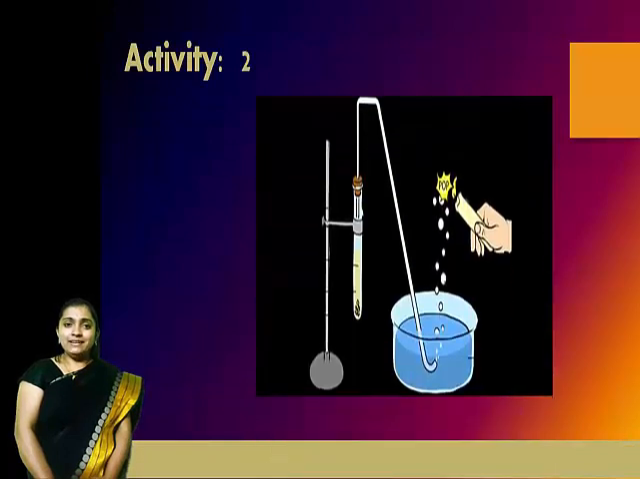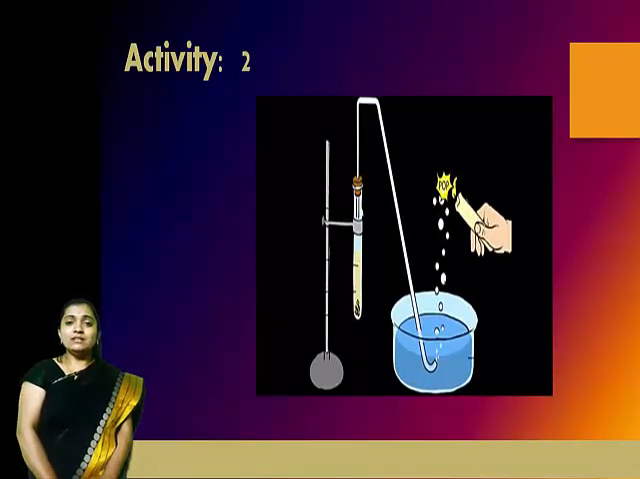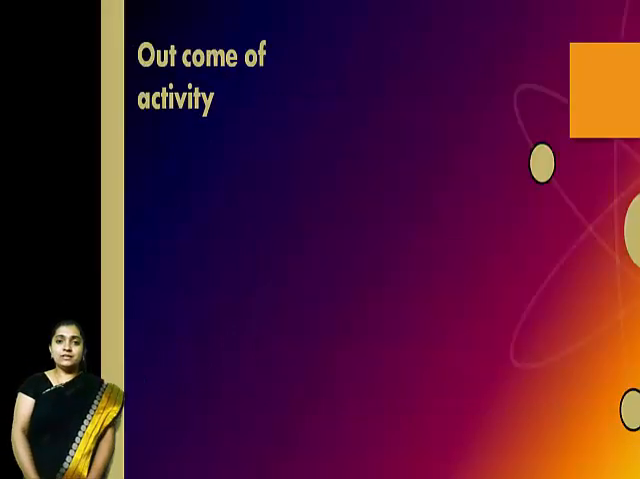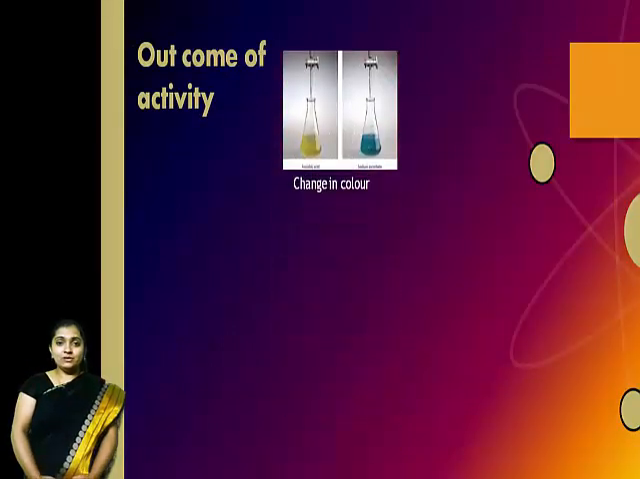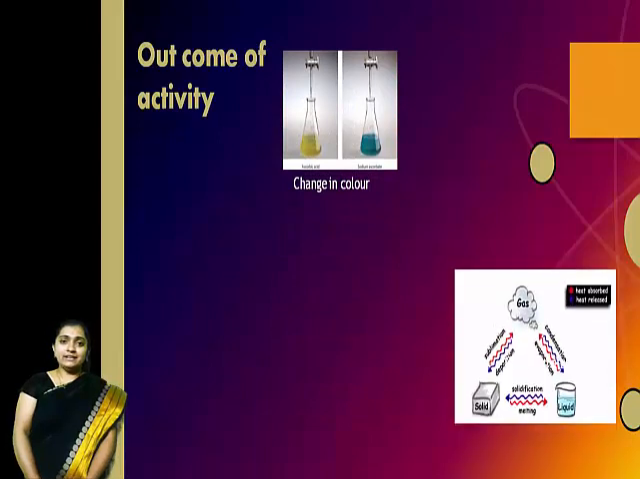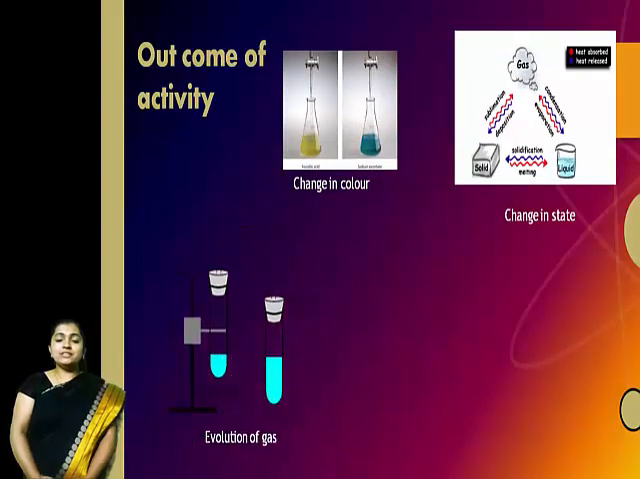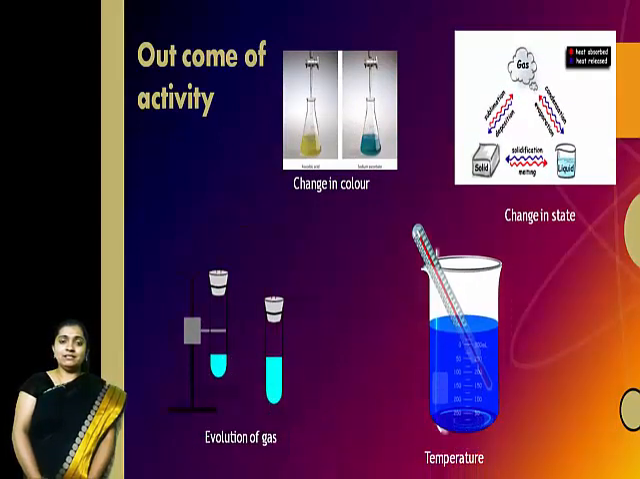Suppose zinc reacts with hydrochloric acid and is converted into zinc chloride with evolution of hydrogen gas. In this reaction, temperature increases. From this, we can conclude when there is a change in state, change in color, change in temperature, and evolution of gas takes place, then we can say that a chemical reaction is occurring.